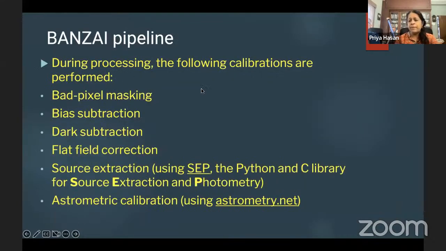So like I told you, what the Banzai pipeline does is bad pixel masking, bias subtraction, dark subtraction, flat field correction. Then it uses the source extraction software, which is called SEP, source extraction and photometry. And then another important thing it does is called astrometric calibration. That means for every image, it gives you the RA and Dec of all your images. So you know exactly what the WCS, the world coordinate system, of all your objects is, right? So all that is also done by Banzai. So Banzai is something really very useful for all users of LCO, and you should be aware of it, right?